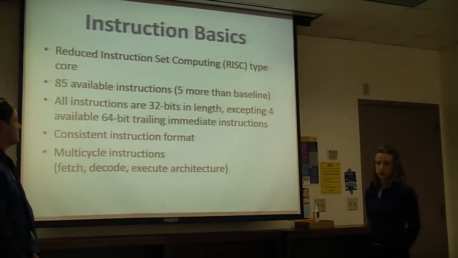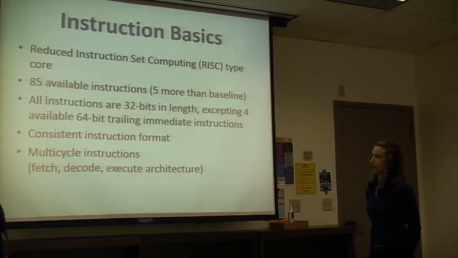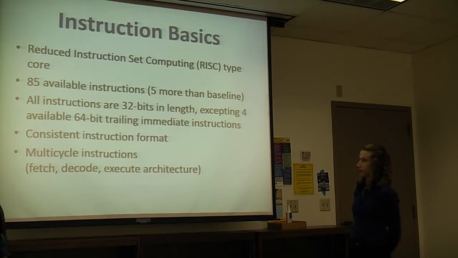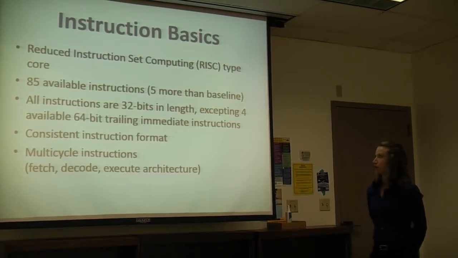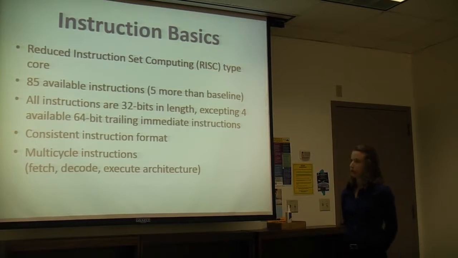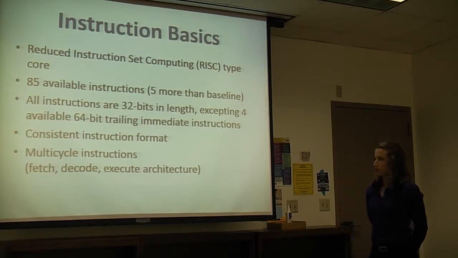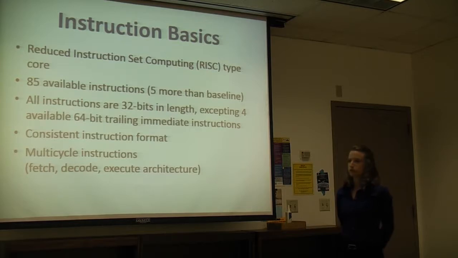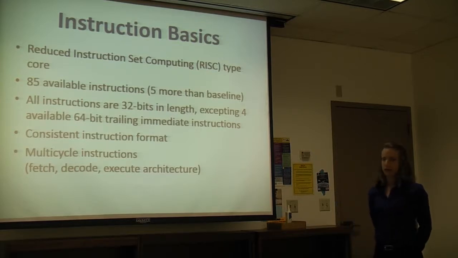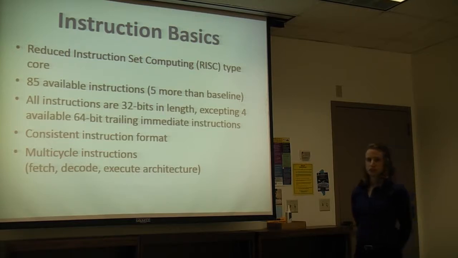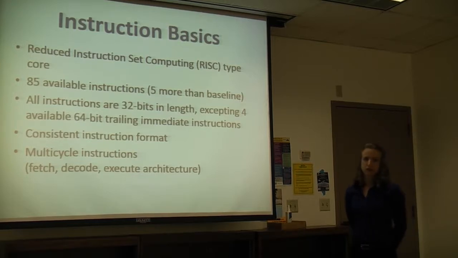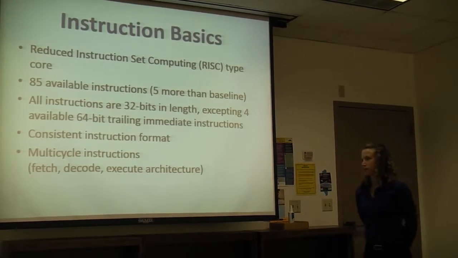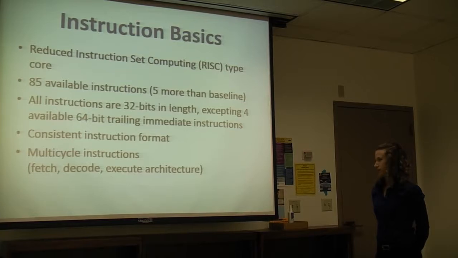The basics of our instruction set: it is a modified reduced instruction set computing (RISC) type core. We have 85 available instructions, so 5 more than baseline, which are used for multi-core operations. All instructions are 32 bits in length, with the exception of 4, which are 64 bits, with 32-bit trailing immediates. All our instructions use a consistent format, and all are multi-cycle instructions, varying between 3 and 6 cycles.